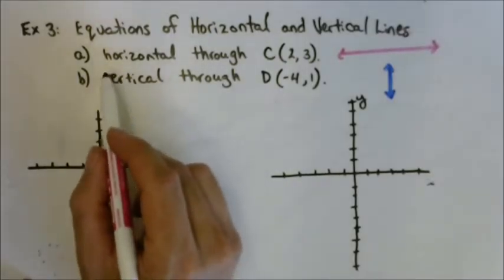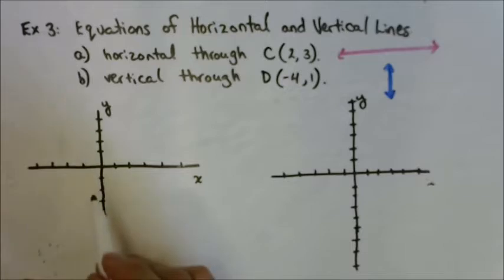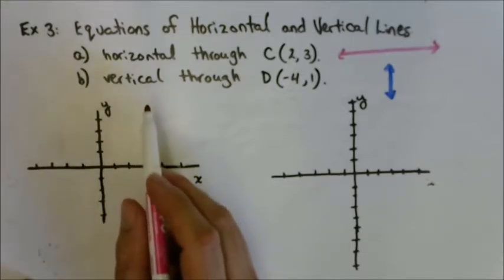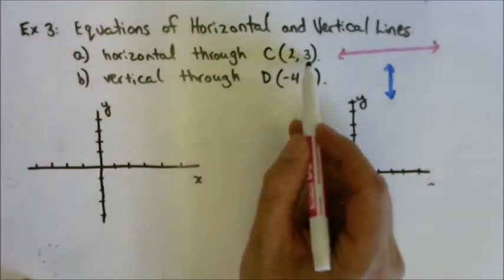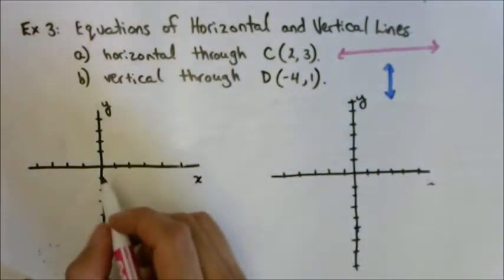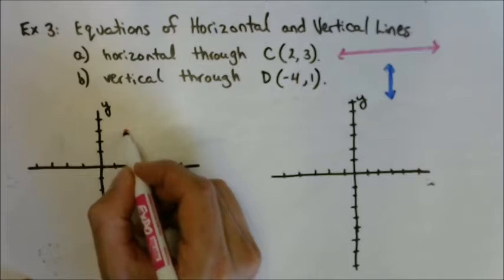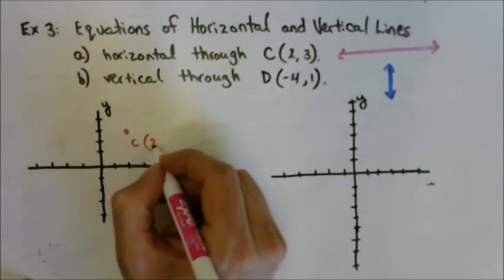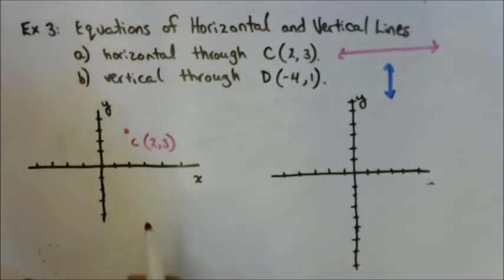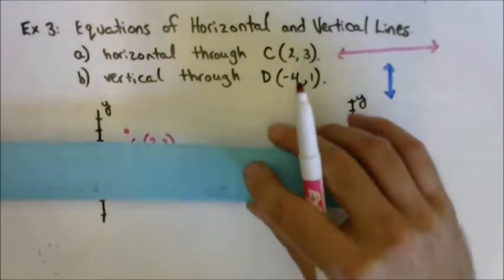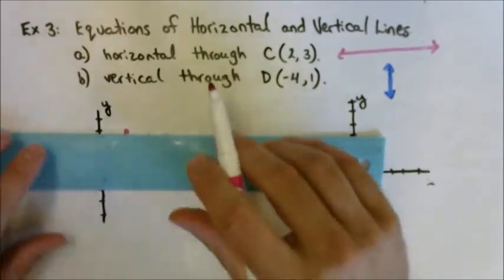If we have a horizontal line, I'm going to use this graph to draw my A example. I have a horizontal line going through the point 2, 3. Well, let's find the point 2, 3. 2 over, up 3, right here. Here's our point C at 2, 3. And we're told that there's a horizontal line. So if I get my ruler out, I need to draw a perfectly straight horizontal line.